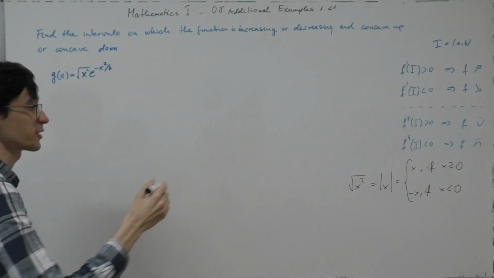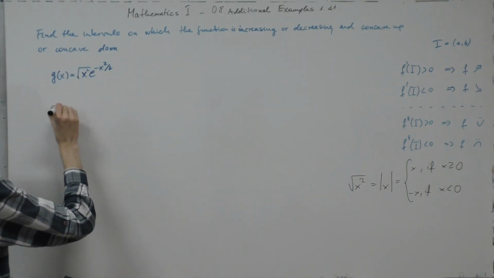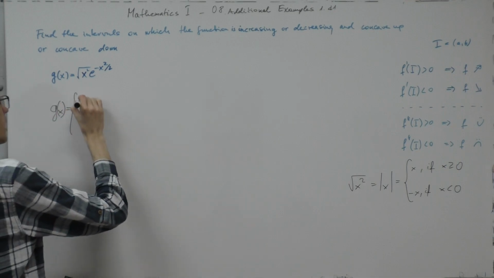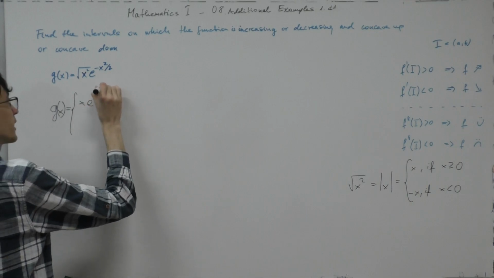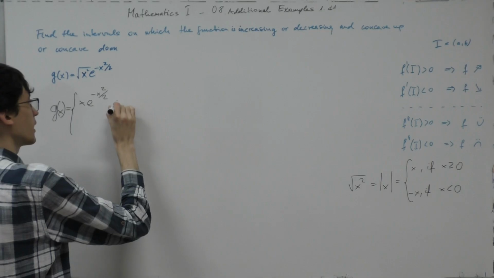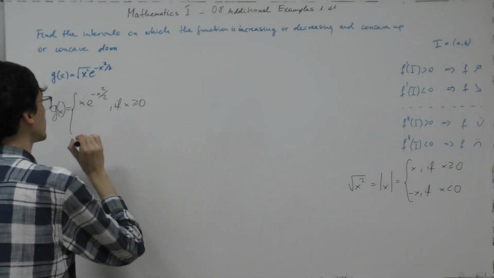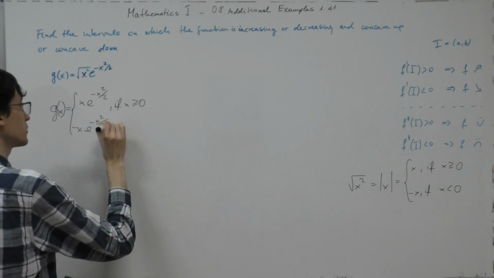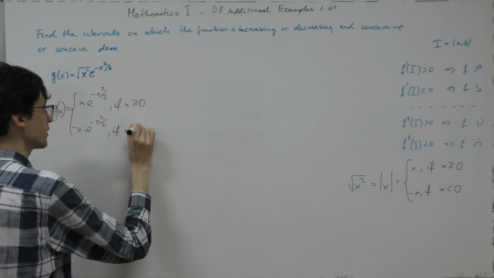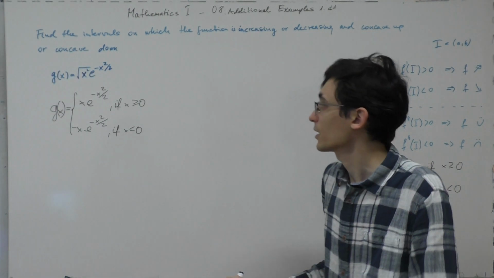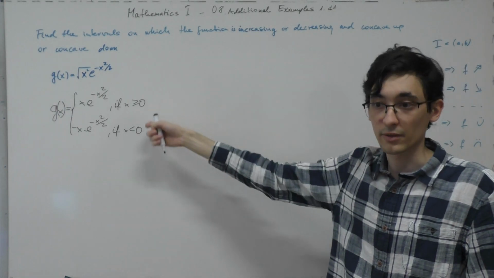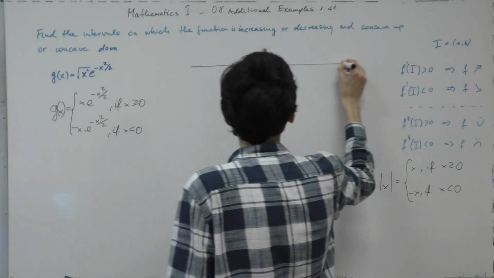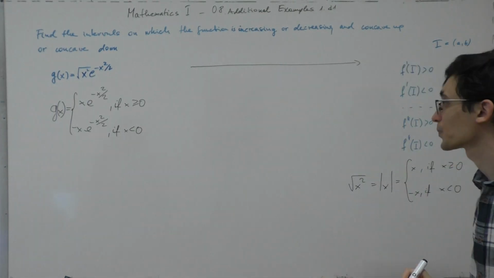Now we can rewrite our function with these cases, giving us g of x equals x times e to the negative x squared over 2 if x is at least 0, and negative x times e to the negative x squared over 2 if x is less than 0. And now we can see that despite the square root, our function is defined on the entire number line. So our domain will look just like this.